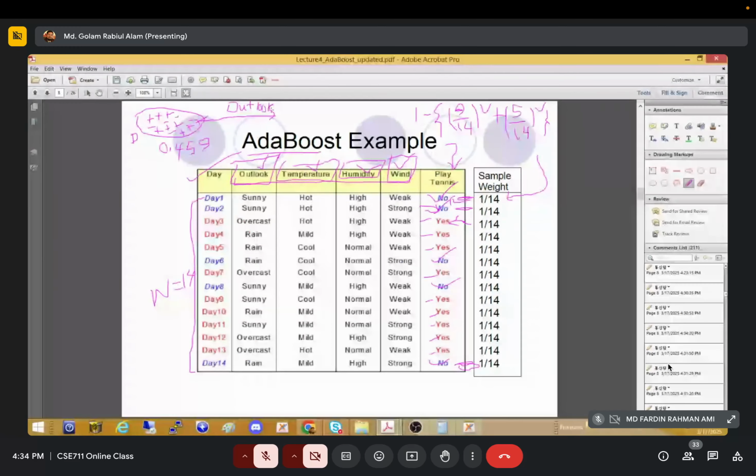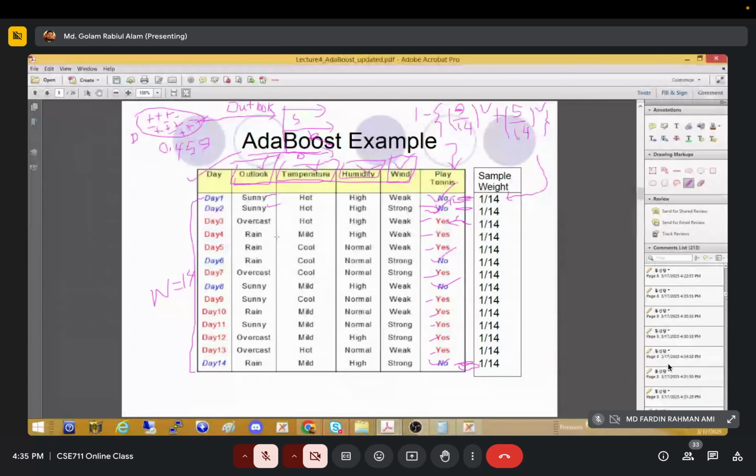Reduction for outlook. So we know that outlook can be sunny, rain, or overcast. Okay, so for outlook sunny, you can see here sunny, here is also sunny, here is sunny. How many times? 1, 2, 3, 4, 5. So 5 times sunny, total 5 times.